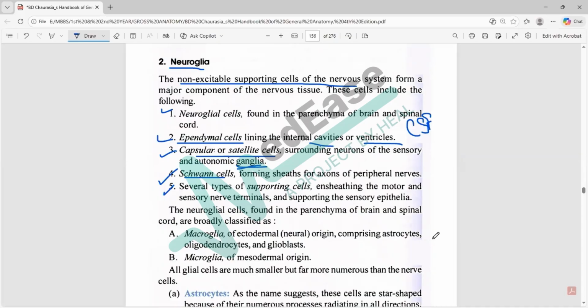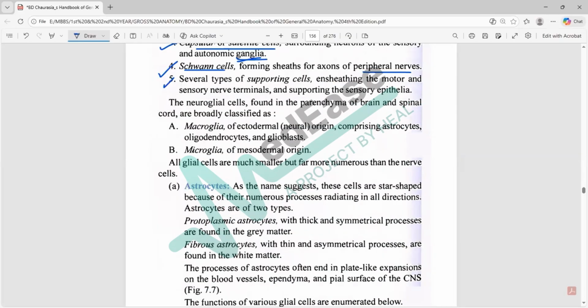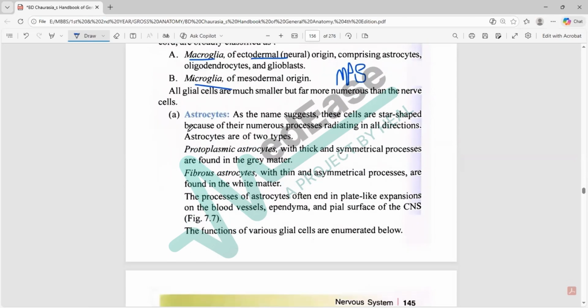Now, when we talk about the neuroglia, we will be further dividing it into two main structures, the microglia and the macroglia. Microglia will be mainly part of the MPS, which is the monocyte macrophage phagocytic system, and we also have the macroglia, which will be mainly derived from the ectoderm, and these are further divided into three categories: the astrocytes, the oligodendrocytes, and the glioblasts mainly.